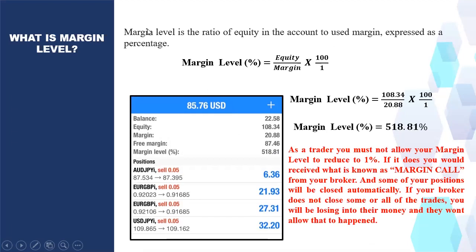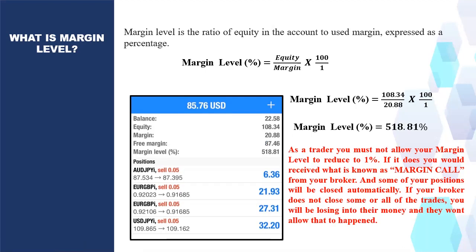What is margin level? Margin level is the ratio of equity in the account to used margin expressed as a percentage. Let's just look at the calculation so that you will understand it, and forget the grammar. The margin level is this equity all over your margin multiplied by 100 over 1. So you are trying to know the money that the broker took from you to be able to enter all these positions. What is the percentage? How many of it are in your current balance and profit?